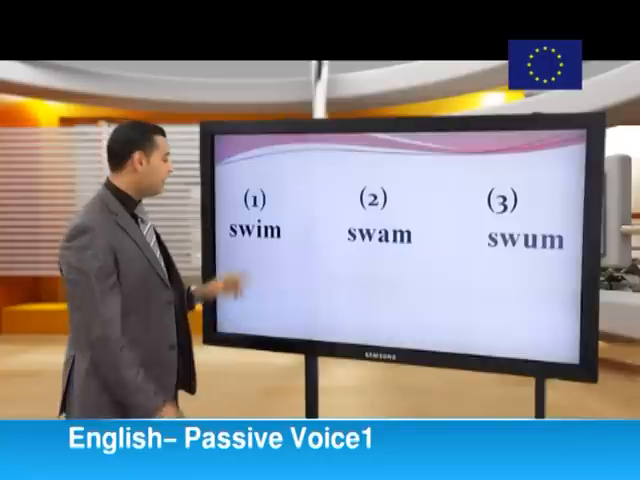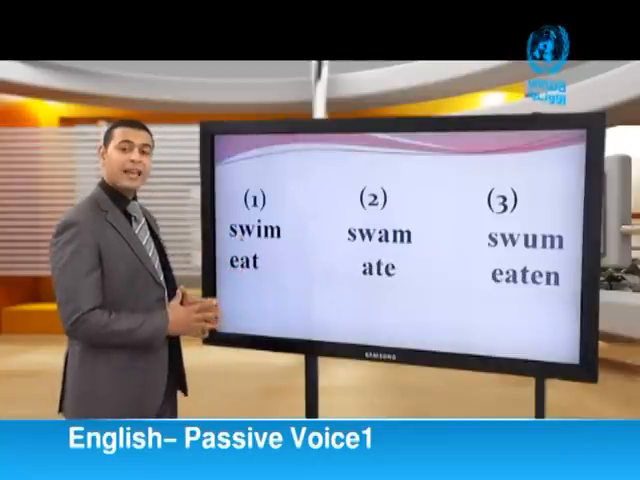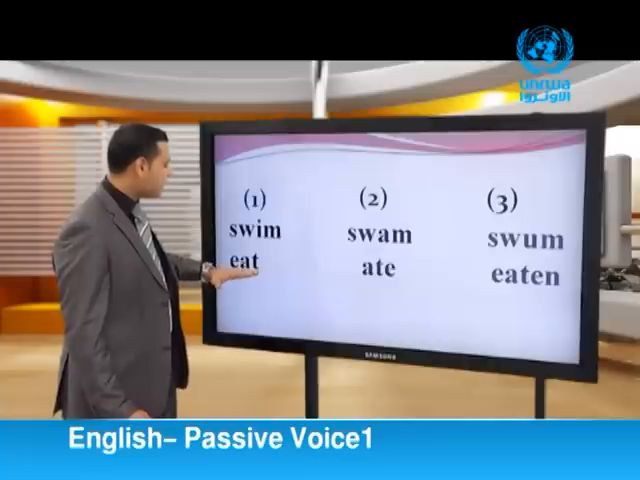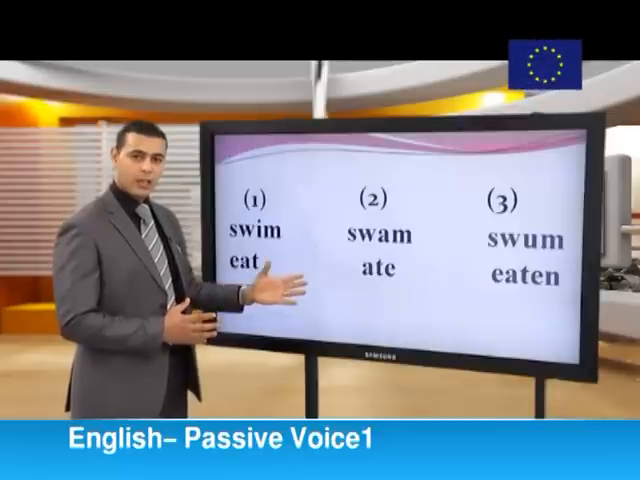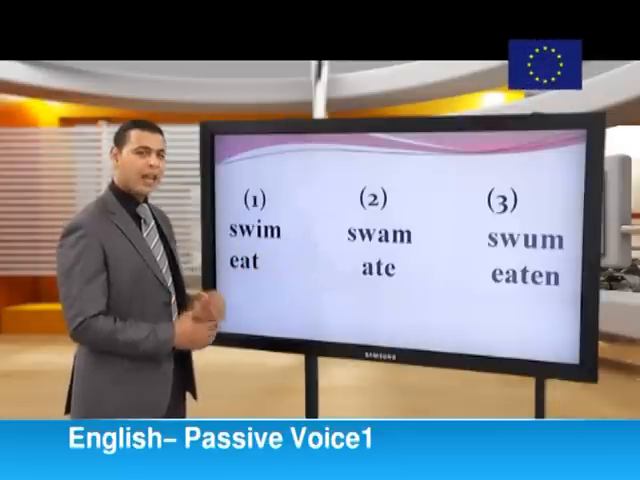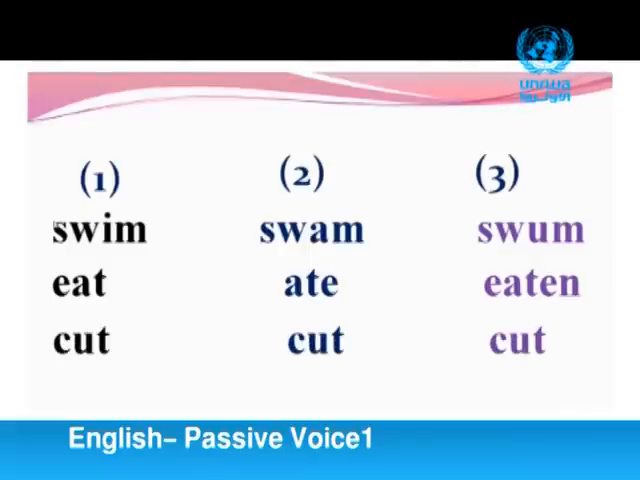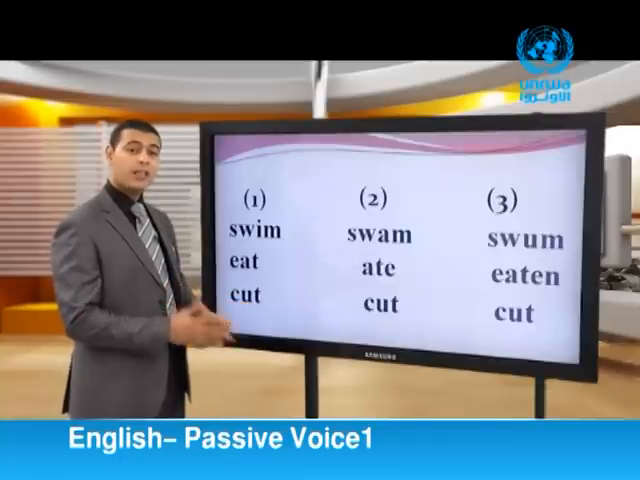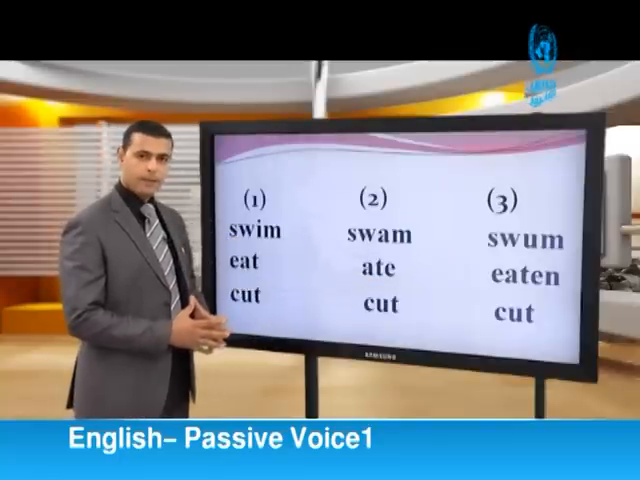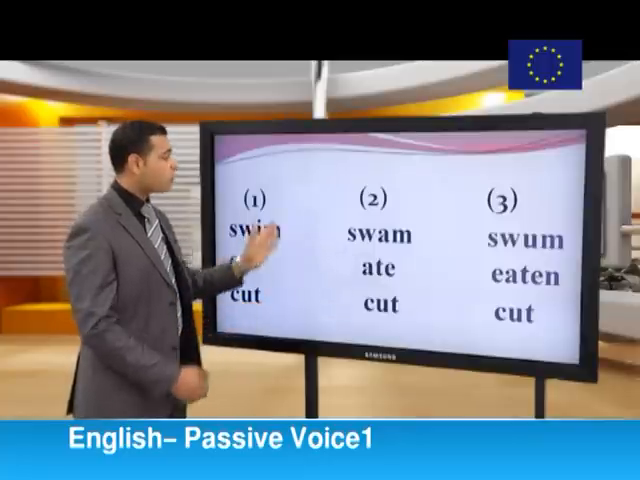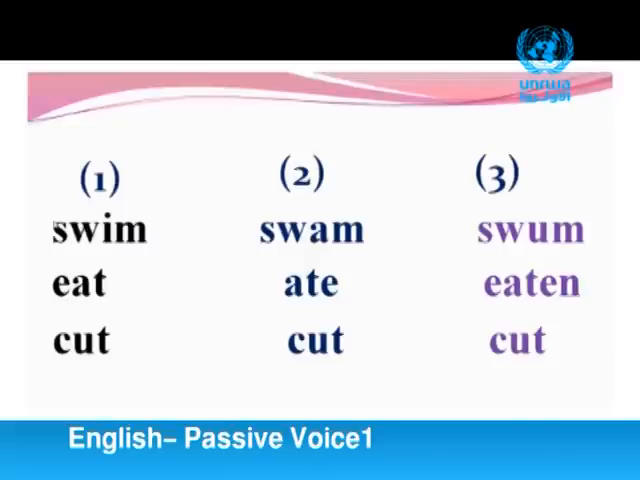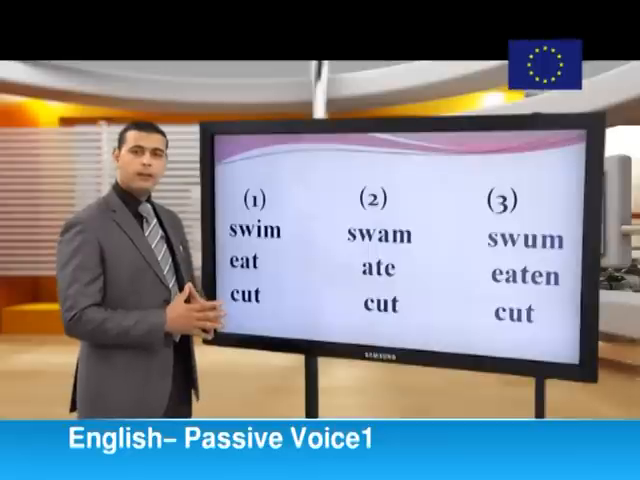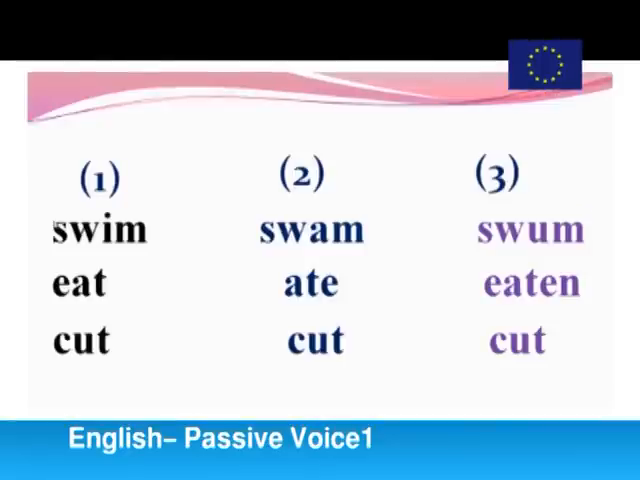Let's have another example. Eat, which is an irregular verb. Eat in the first form, ate in the second form, eaten in the third form, the past participle. As you see, the shape of the verb has changed as well. The last example, cut, cut, cut. What do you notice, dear students? Has the shape of this verb changed? As you see, the verb stayed as it is in these three forms.